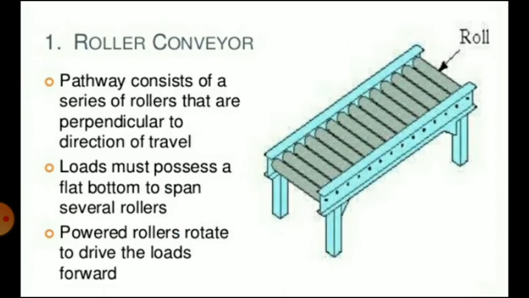In roller conveyors, the pathway consists of a series of tubes or rollers that are perpendicular to the direction of travel. Loads must possess a flat bottom surface of sufficient area to cover several adjacent rollers. The loads are moved forward as the rollers rotate.